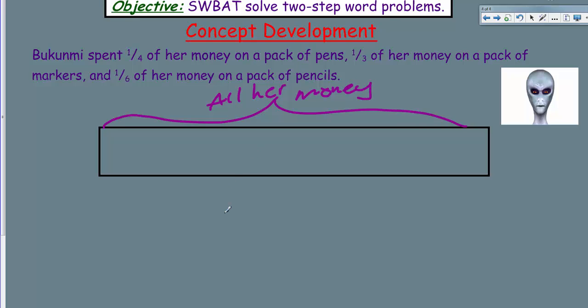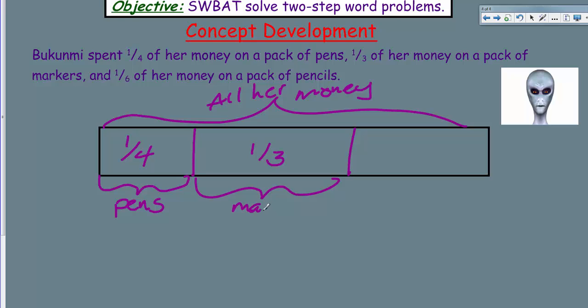Now we have that. Now we can go ahead and show this in the pieces. Like we have the quarter of her money, and since this is a half, the quarter is actually about right here. And I'm just estimating. And this shows you the amount that she spent on pens. And then, of course, we have 1/3 of her money in a pack of markers. And a third, well, looking at this, we'll just say it's like that, approximately. Not that it's exact, but it has to be more than a quarter. And then that's going to be markers.